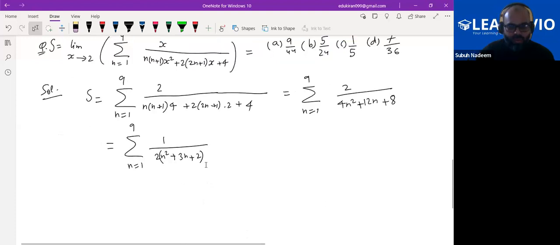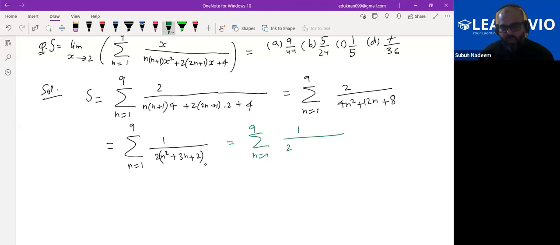So after you do till here, for this n square plus 3n plus 2, let us do middle term splitting. It will become factors n plus 2 into n plus 1. You can just multiply and check also: n square plus 3n plus 2. This is what you will get. Now this can be written as sigma n equal to 1 to 9 of (n plus 2 minus n plus 1), because n plus 2 minus n plus 1 will give you 1.